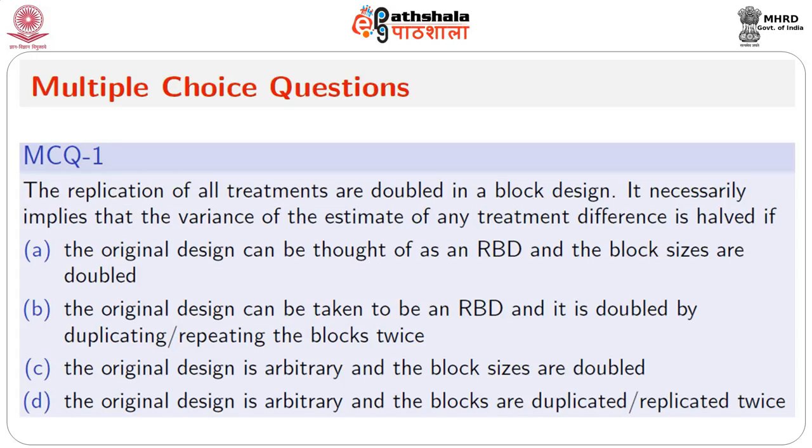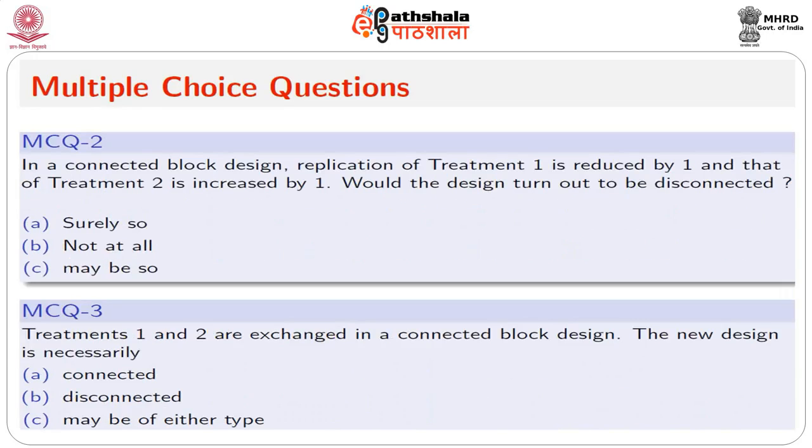The way to form the treatment applications to be doubled. So each one makes sense in terms of doubling the treatment applications. But which one tells you that the variance of the estimated treatment difference will be halved? That's very interesting options. Okay. Now what is the next one?